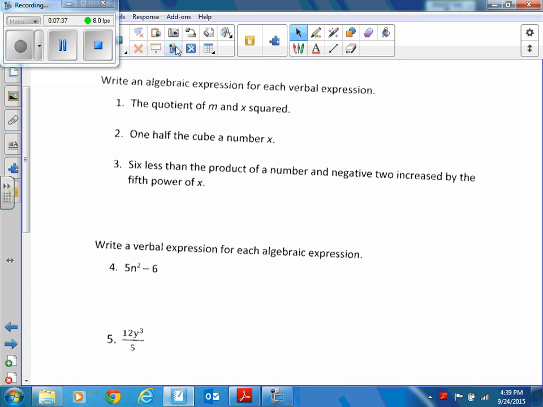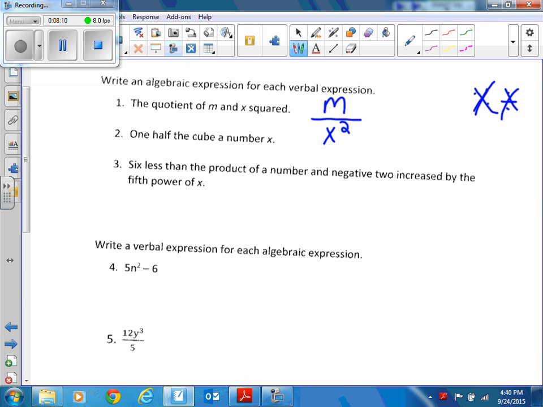All right, so the quotient of m and x squared. Well, the quotient means to divide. So right away, I'm going to put a division. We do not want to use this as the division or this as the division. We need a division bar. When you have the quotient, whatever comes first is going to be in the numerator. So m, and then the x squared would be in the denominator. Look at it and read it back: the quotient of m and x squared.